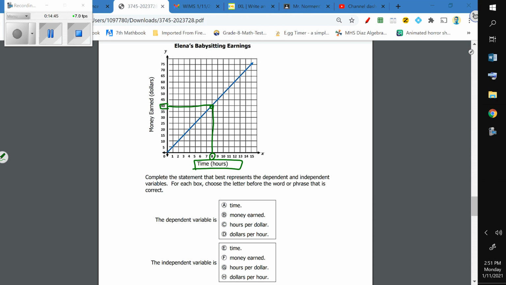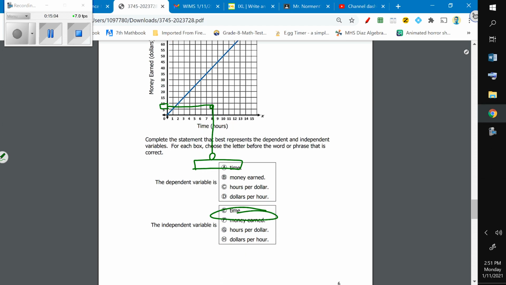Does the hours that she works come first and then she makes her money? Or does she make her money and then she works those hours? Well, which one makes the most sense? It's obviously the dependent variable. Time, no. The money that she makes is going to depend on how many hours she works.